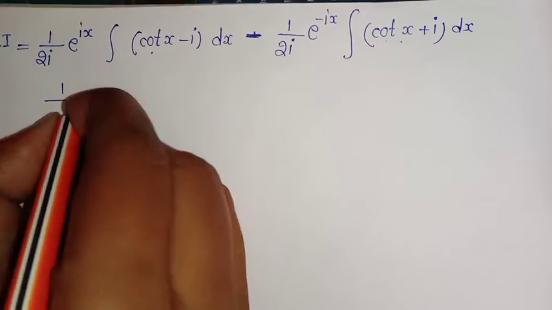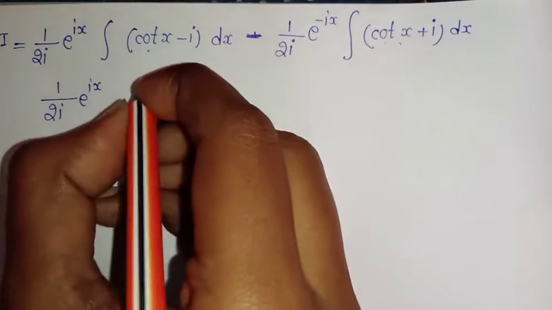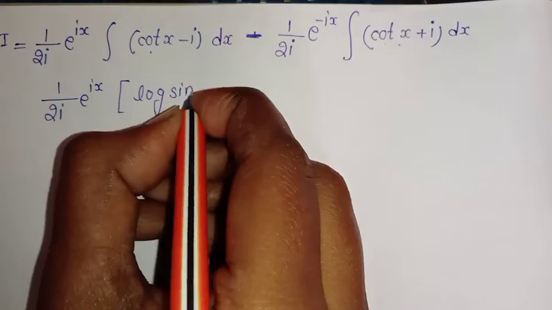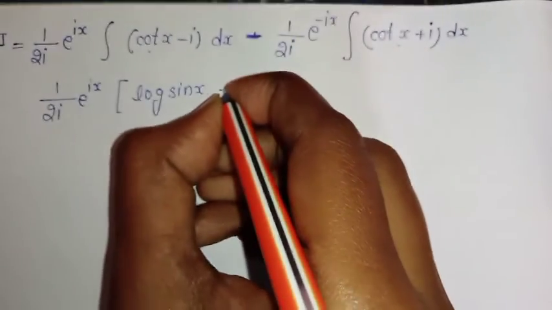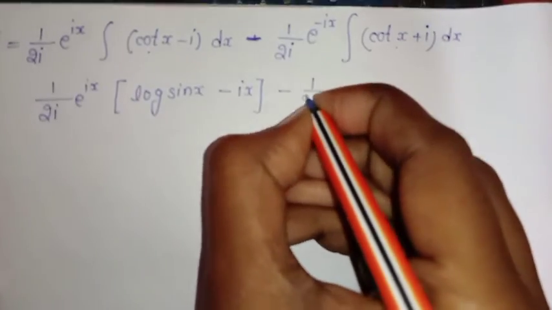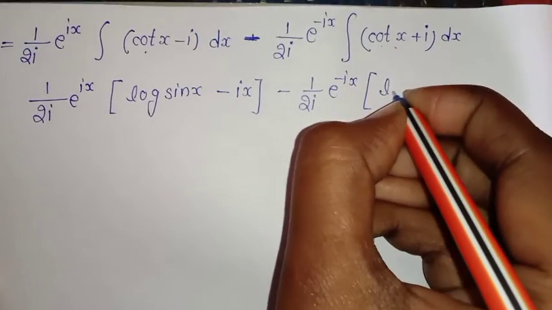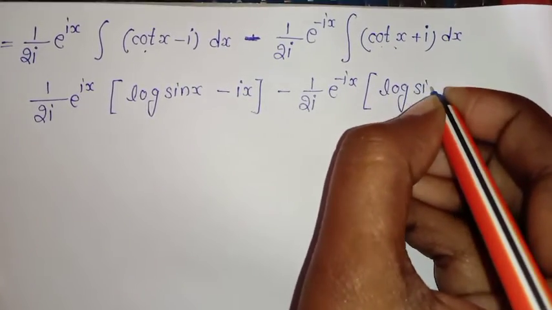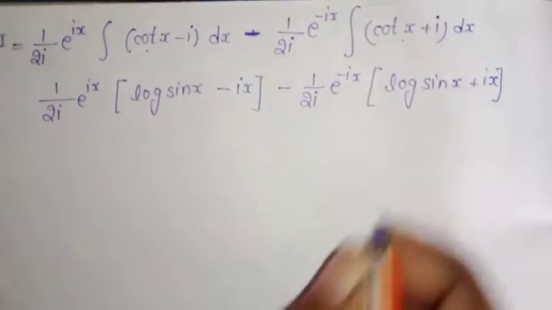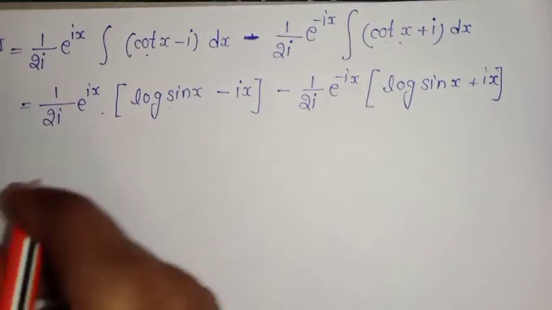1 by 2i e raised to power ix. If I integrate it, it gives me log sin x minus ix, minus 1 by 2i e raised to power minus ix. Again it gives me log sin x plus ix.